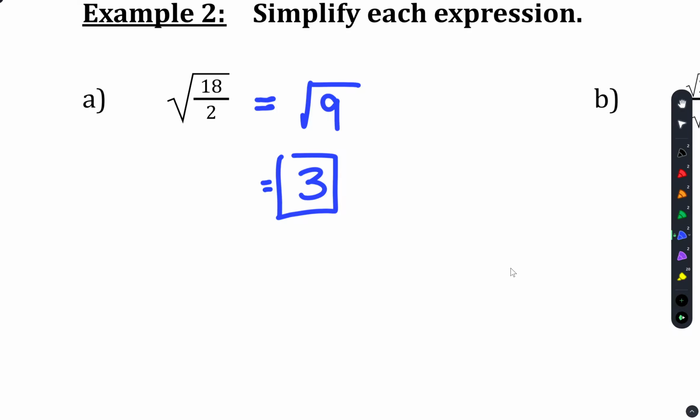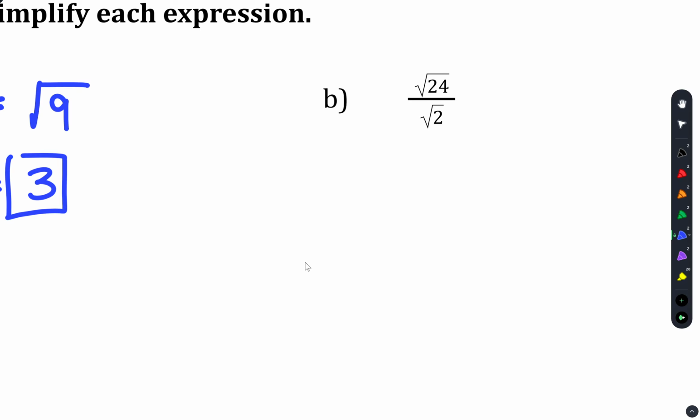Good? What about this guy? If I have something on the inside of a radical on the top and something on the inside of the radical on the bottom, we can simplify them together just like fractions. I cannot do one on the outside, one on the inside though. These are both on the inside. It's like if I rewrote this as 24 over 2 inside the radical.